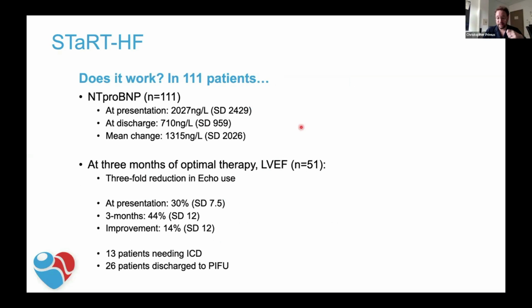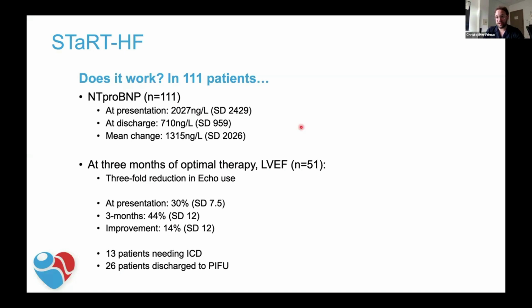And at 3 months, we're obviously behind, but ejection fraction in 51 patients have shown that we are using far less echocardiography when we look at the same period of time over the last 2 years. Average or mean ejection fraction at presentation is 30%, as low as 7%, up to 45% at 3 months. And what that, of course, means is that 50% of our patients have been able to be discharged from a heart failure clinic at 4 months from their diagnosis under a PIFU pathway, which, of course, has led to dramatic reductions in our waiting times.